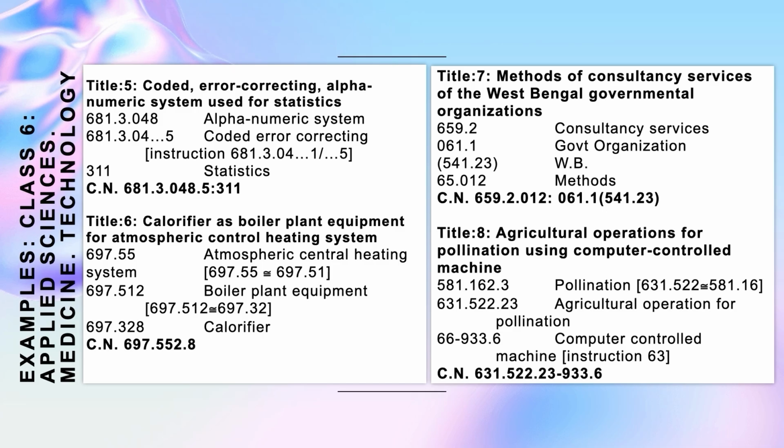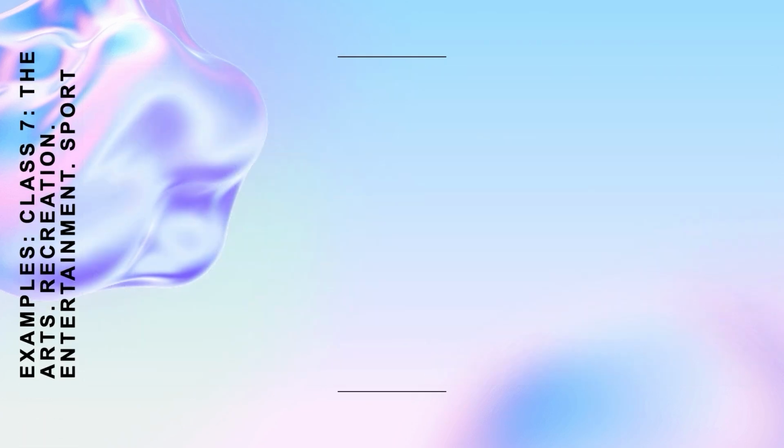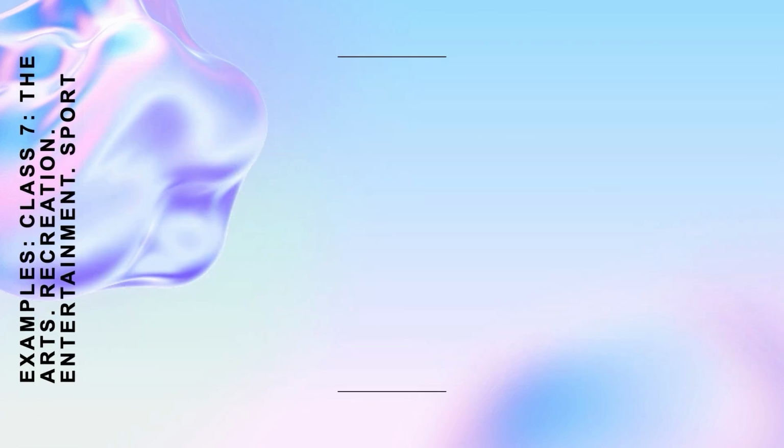So pollination class number is 581.162.3. Actually there is an instruction that is 631.522 subdivided as 581.16. So the class number will be 631.522.23 agricultural operation for pollination, and there is the special auxiliary under, that is 66-933.6 computer controlled machine. So the final class number will be 631.522.23-933.6. Then class 7, that is art, recreation, entertainment, sports, etc.